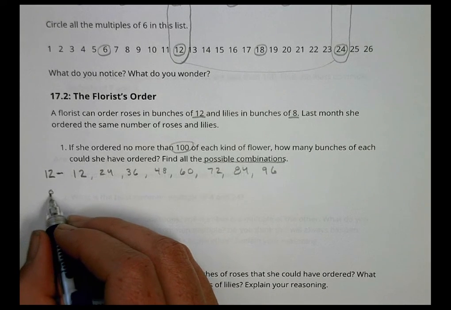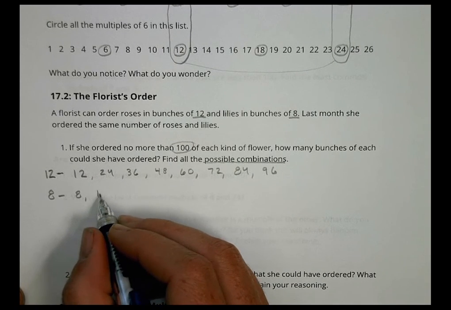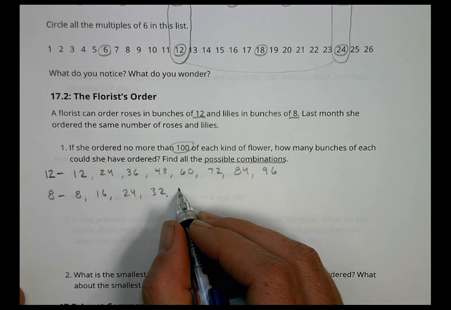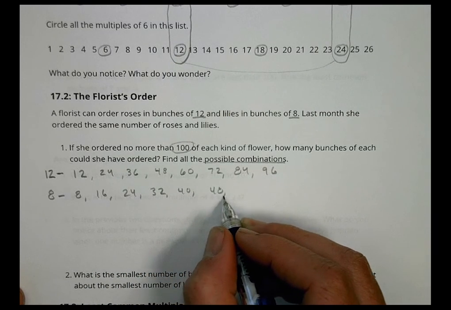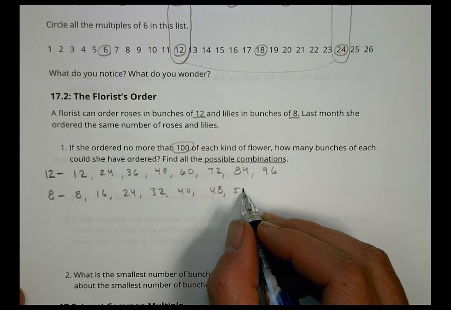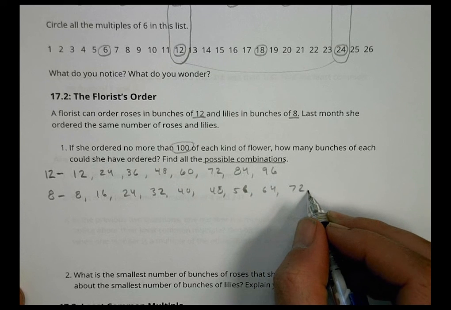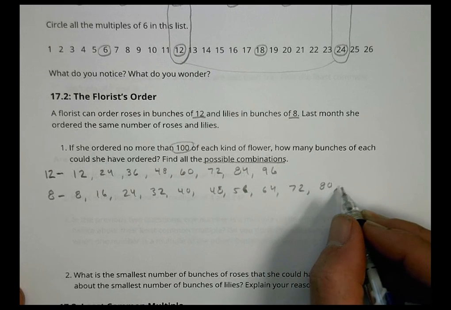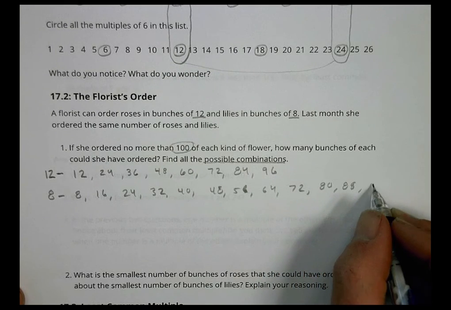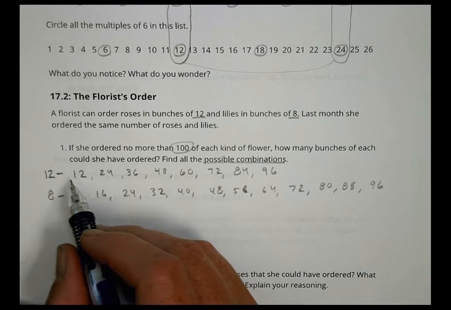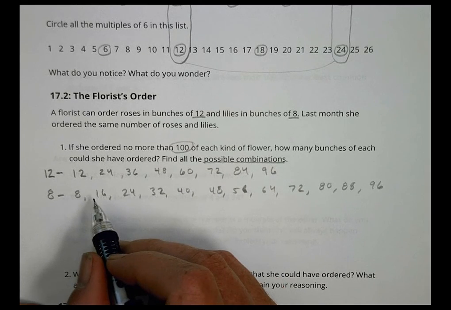We do the multiples of 8, we're looking at 8, 16, 24, 32, 40, 48, 56, 64, 72, 80, 88, and 96. So when I look at this here, these are my multiples of 12 and my multiples of 8.